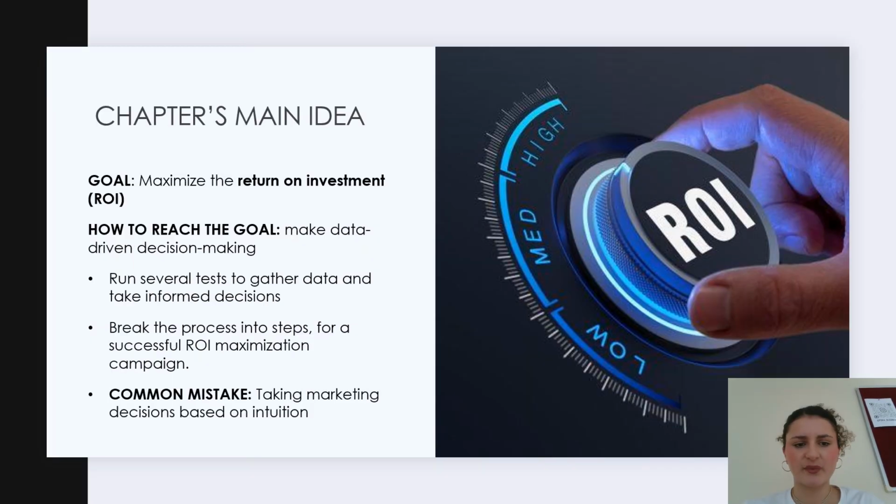knowing the pages to test and not to test, launching and analyzing a test for a given website or page. The chapter's main idea is, of course, to maximize the ROI, return on investment, and to reach this one we have to make data-driven decisions. One common mistake we usually make is that we take marketing decisions based on intuition. This is a big mistake.